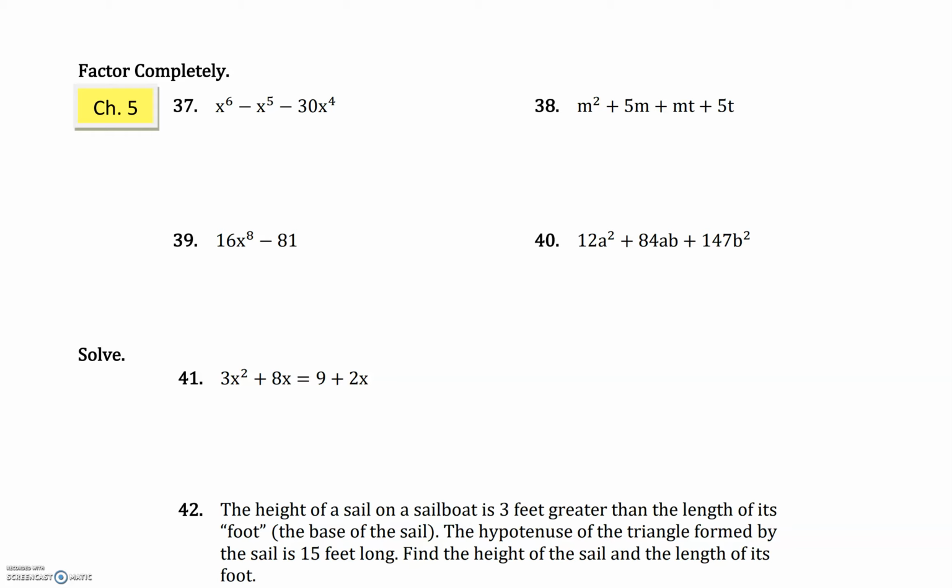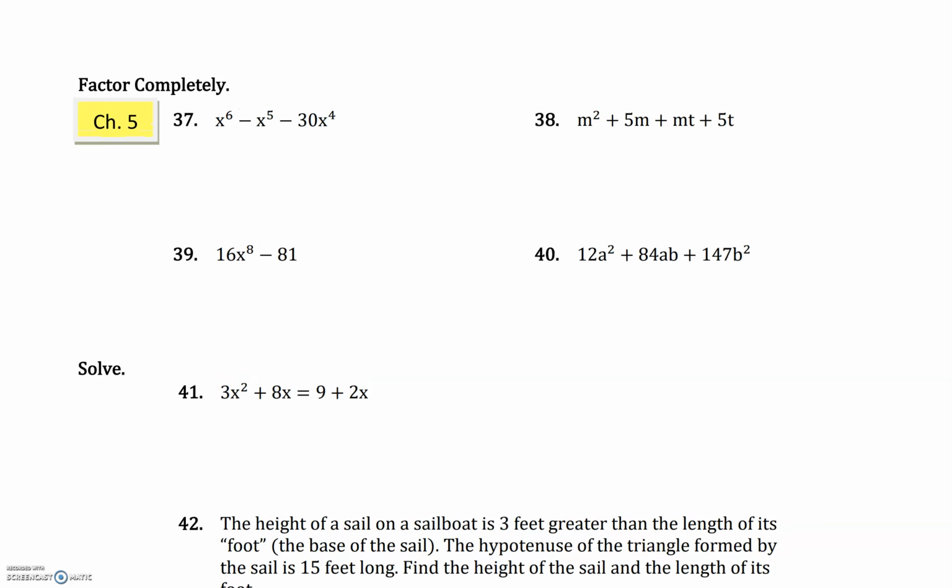Each of these, numbers 37 through 40, says factor completely. So we're going to completely factor each of these polynomials. Number 37 is a trinomial, but first we're going to look for any common factors that these terms have. They each have x's, so we could say x to the 4th. We're going to divide each of those by x to the 4th and factor it out front.